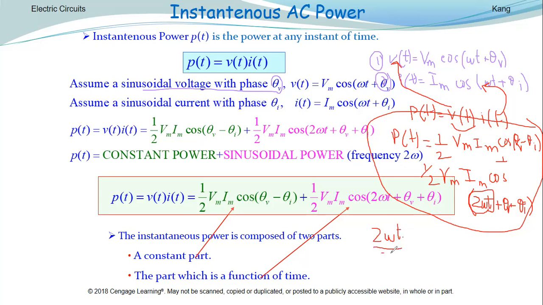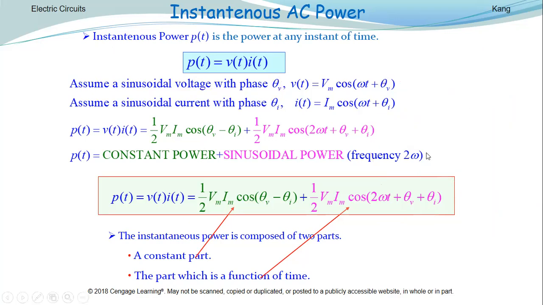This is known as my function of time, and it will vary the parameter from one point to another. So for this instantaneous power, the parameter which is constant is my voltage value, and the parameter which is varying with respect to time is my current with a phase theta I. This is the complete elaboration of instantaneous AC power.